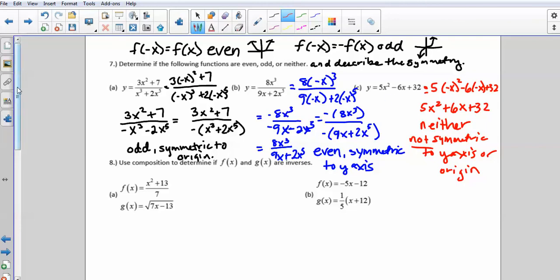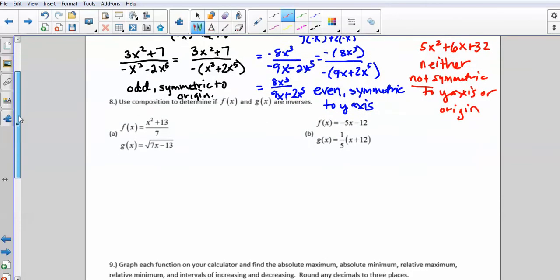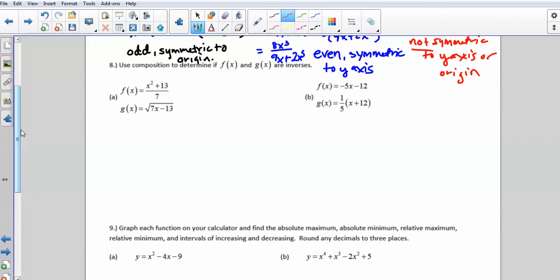Okay, next we're going to talk about using composition to determine if two functions are inverses. The idea is that an inverse undoes the original function, so you put an x into a function f, and then you put the result of that into the function g, you should get the same x out because the inverse undoes the original function. So the way we can decide if two functions are inverses is we do f of g of x and g of f of x, and if both give us the result x, then we know that the two functions are inverses.